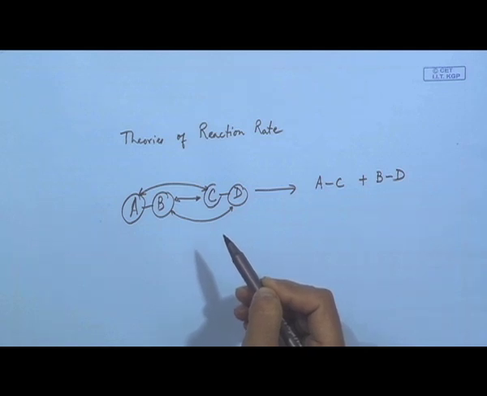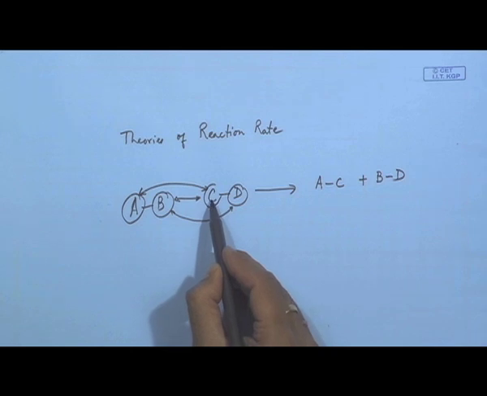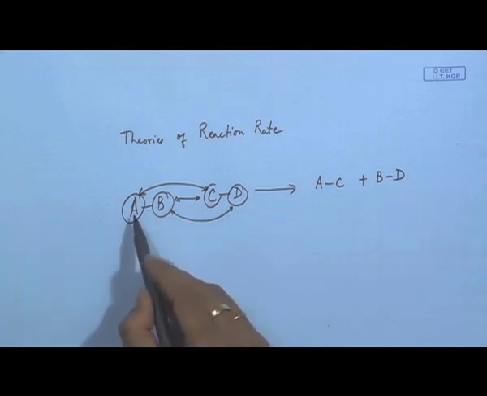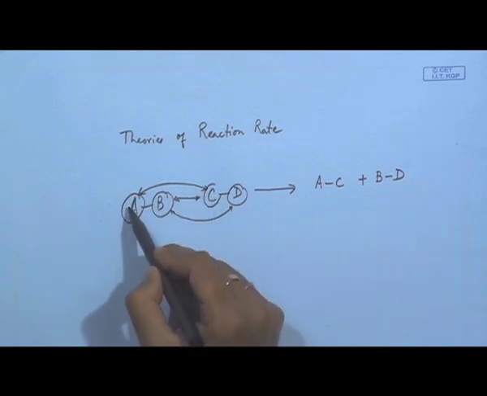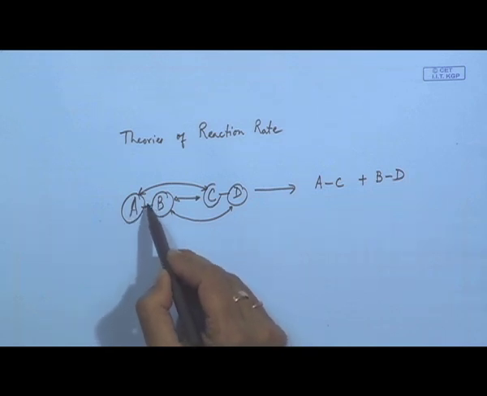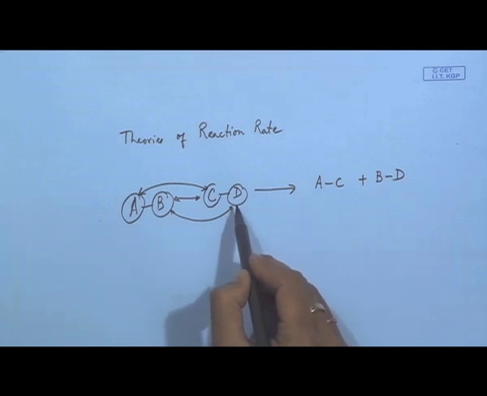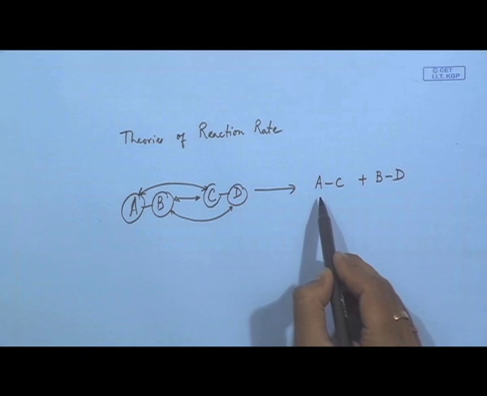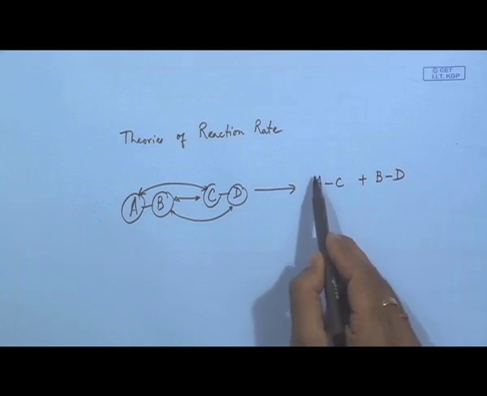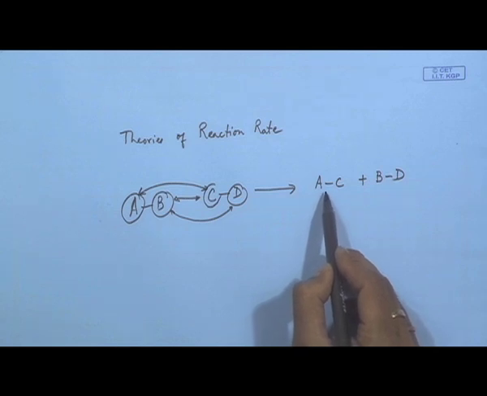If there is no collision, there is no chance that this part comes at a bonding distance to this part. This part should come close to this part, and as a result this linkage is established. So the collision may be regarded as the mechanism responsible for this exchange of parts of a molecule from one molecule to another.